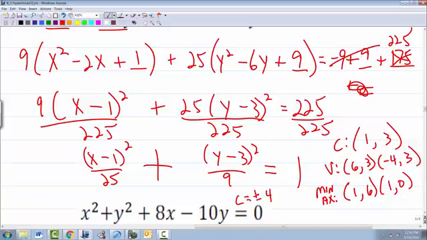And then where do the foci go? Left, right, or up, down? Left, right. So I go 4 left from the center and 4 right, and I get what? 5, 3, and negative 3, 3, right? Did I do that one right? 1 minus 4 is negative 3.